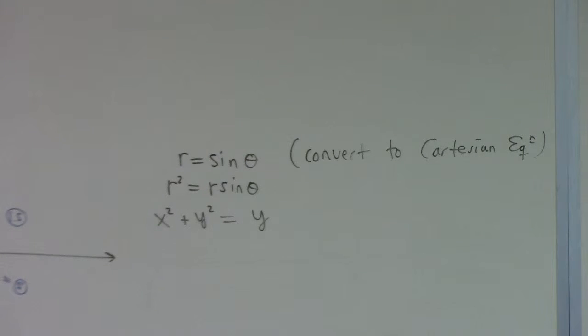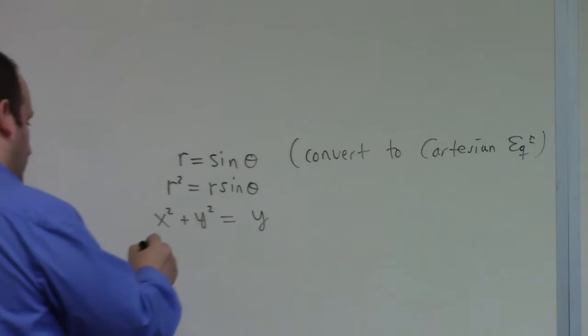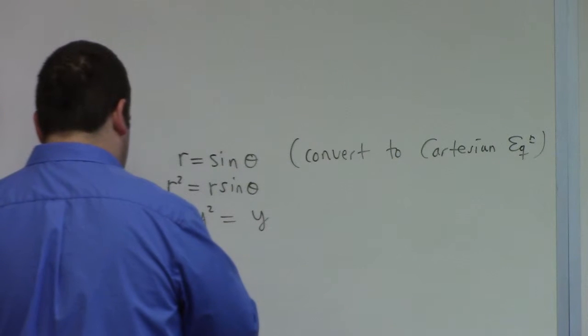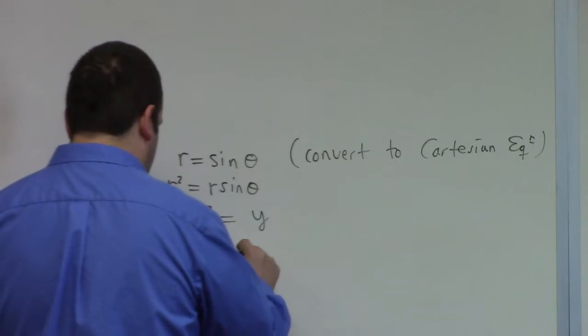So there, now it's a Cartesian equation. If you're just interested in converting to a Cartesian equation, we're done. But we want more. We also want to understand which Cartesian equation this is, right? So put all the stuff on one side, complete the square, and you'll have it.